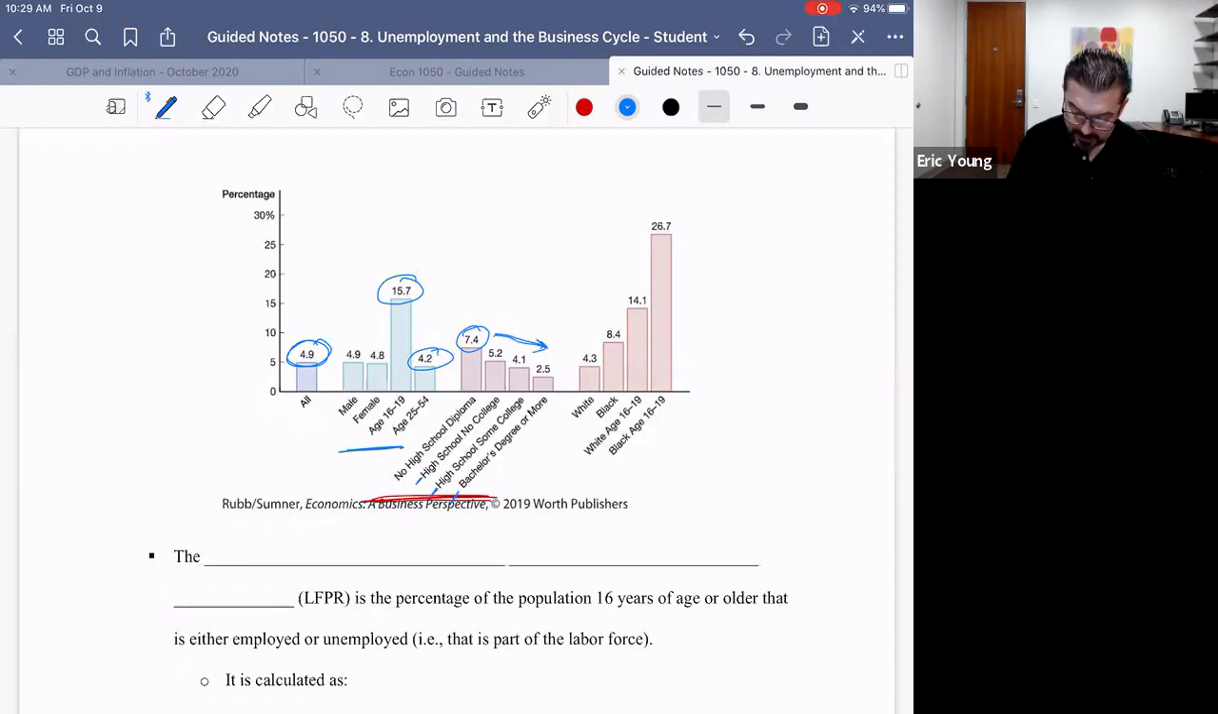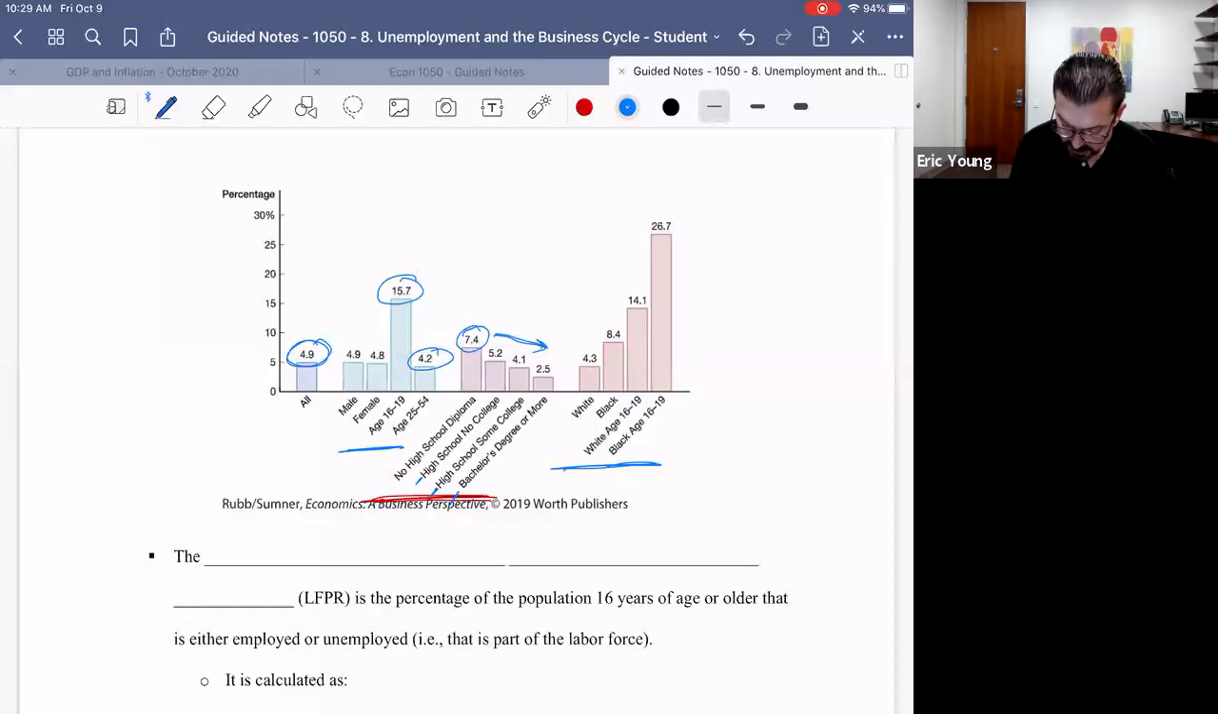And you can also see that there's differences within race and ethnicity. This one only gives white and black numbers, but the same would hold true if you took a look at other ethnic groups in America. You're going to typically find pockets of unemployment that are pretty consistent with racial as well as geographical lines, okay?